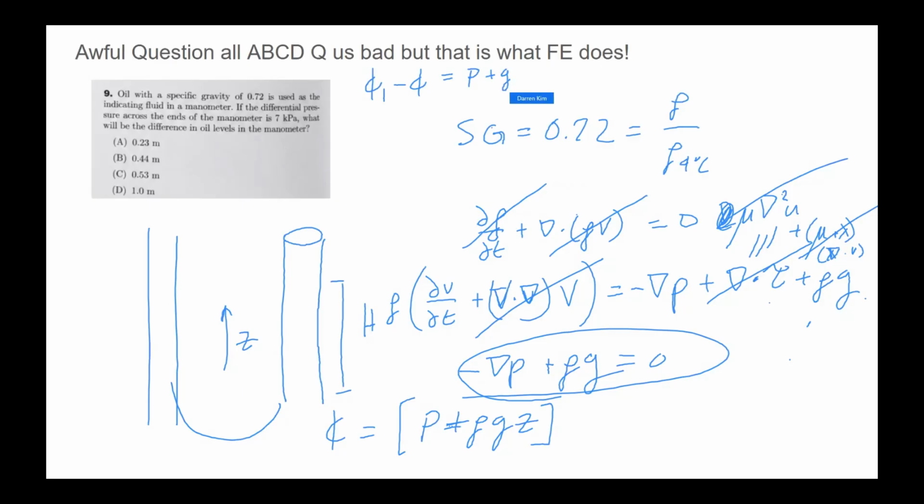plus rho gz, and this will be differencing. So it would be saying P1 plus rho 1 gz1 minus P2 plus rho 2 gz2.